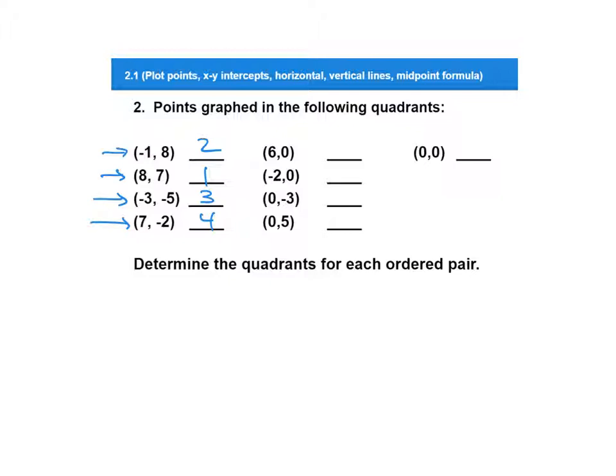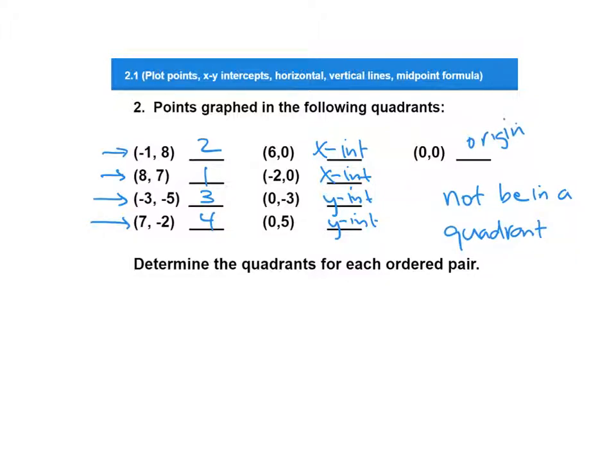6, 0, 2, 0, 0, negative 3, 0, 5. All of these would not be in a quadrant. Now, this is 6, 0, so this is actually an x-intercept, another x-intercept. Here I've got 0 for x and a value for y, which means I know the y-intercept. And then 0, 0 is not in a quadrant, and it's considered to be the origin.